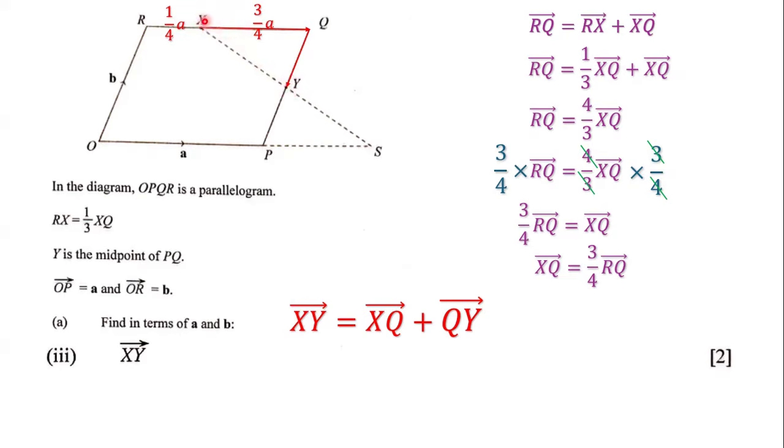So if we go from x to q, what do we know that is? We know that's 3 over 4a, right? And if we go from q to y, well, that's half of b, so it's going to be negative 1 over 2b. The reason it's negative is because we're going in the opposite direction, and it's half because it's half of b. So xy is going to be equal to 3 over 4a minus a half b.